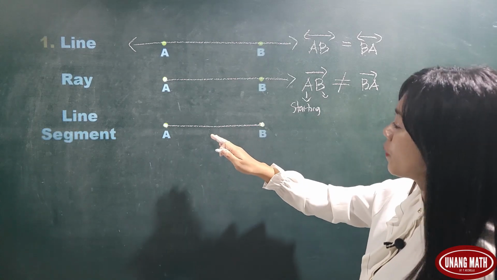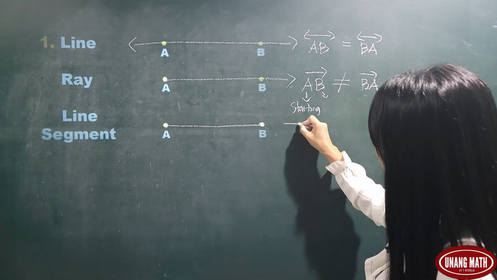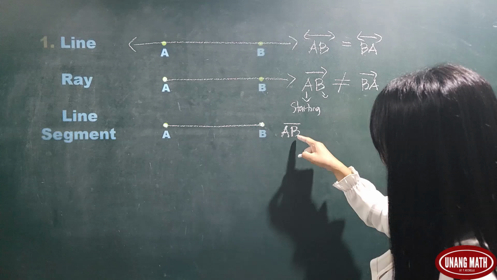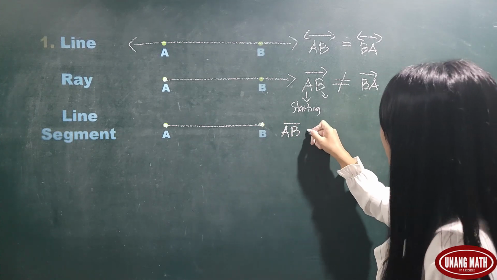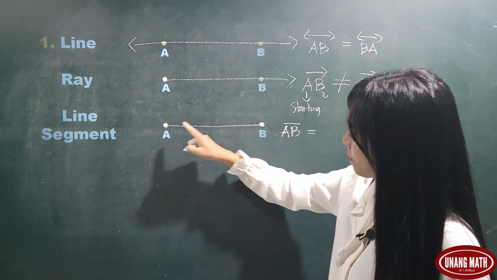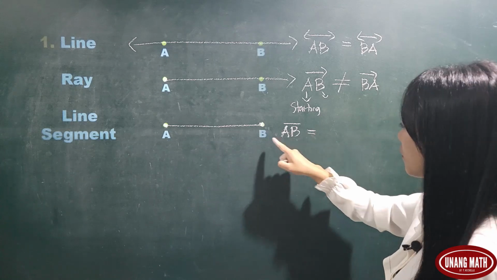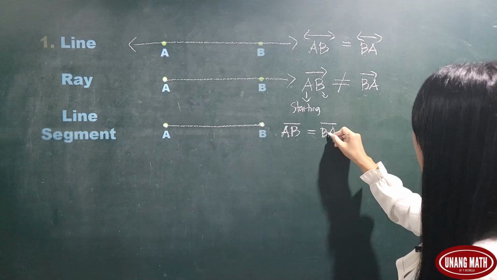And if we are going to write segment AB, the symbol for segment is a horizontal line. Then just write the alphabets or letters below this horizontal line. So this is segment AB. Since it has a starting point and end point, segment AB is also equal to segment BA. So equal to segment BA.